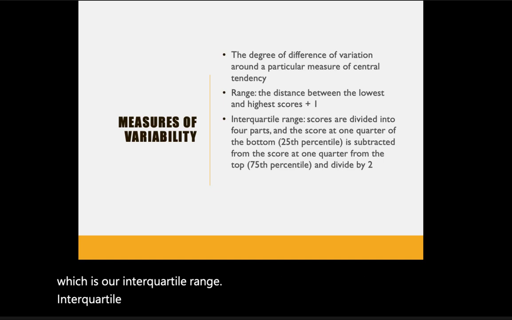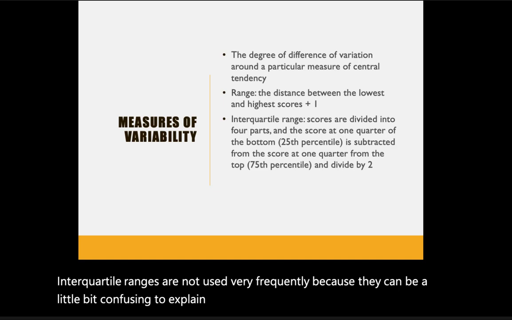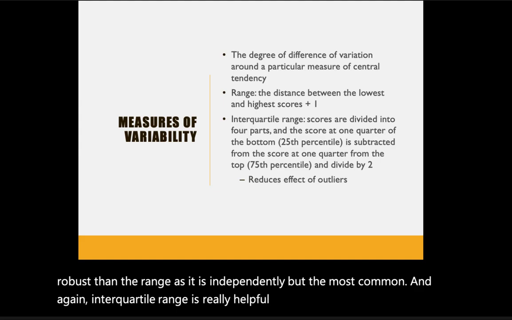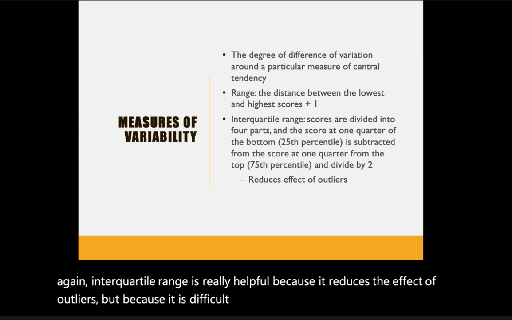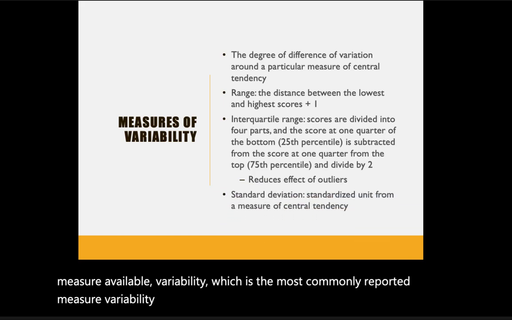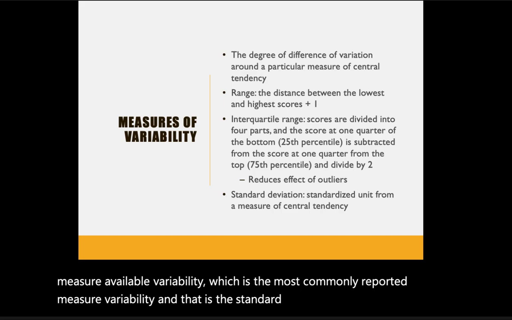Interquartile ranges are not used very frequently because they can be a little bit confusing to explain to people, but they are a little bit more robust than the range independently. Again, interquartile range is really helpful because it reduces the effect of outliers. But because it is difficult to understand, we have our third measure of variability, which is the most commonly reported measure of variability, and that is the standard deviation.